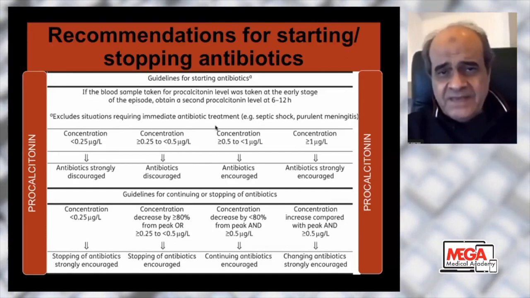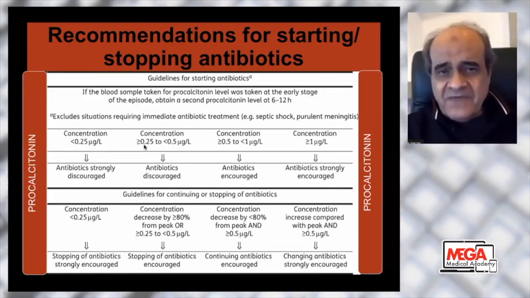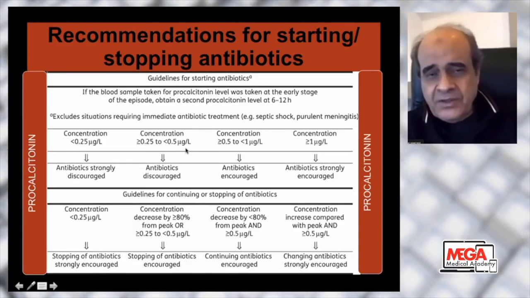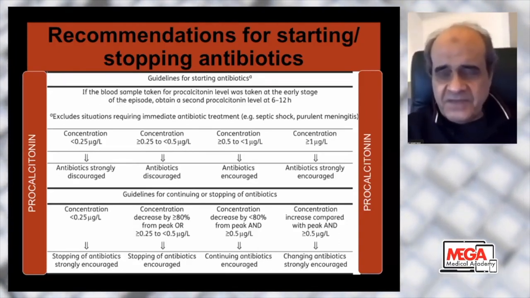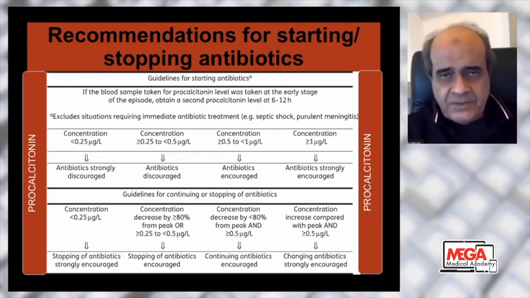Mostly we select the value of 0.25 to 0.5 microgram per liter, and according to which we can continue our antibiotic if the patient is showing improvement and decreasing procalcitonin.